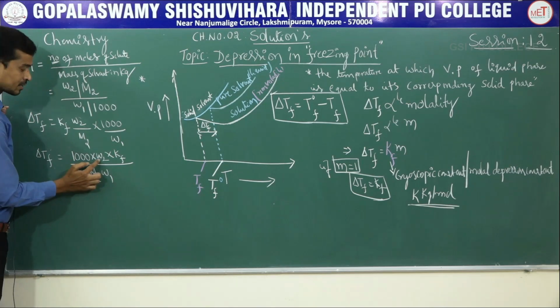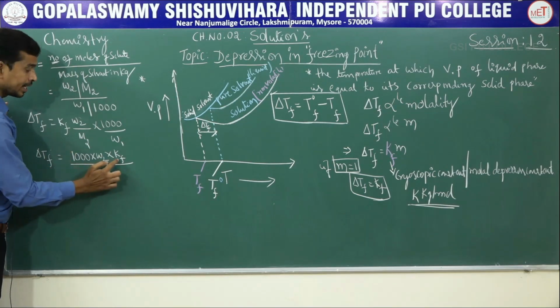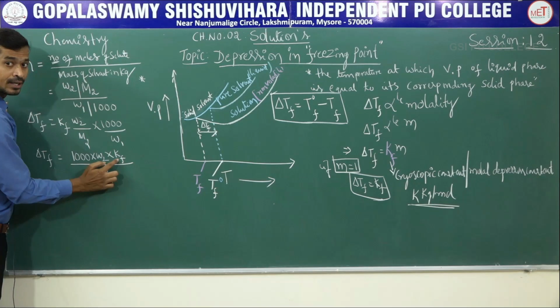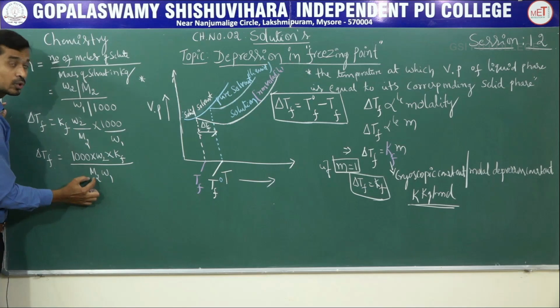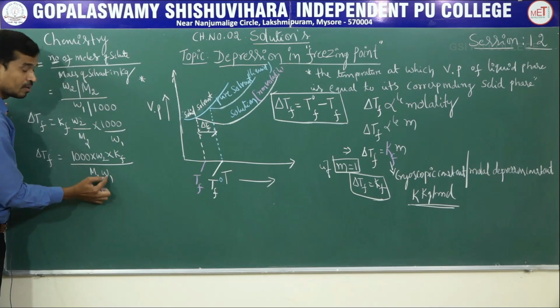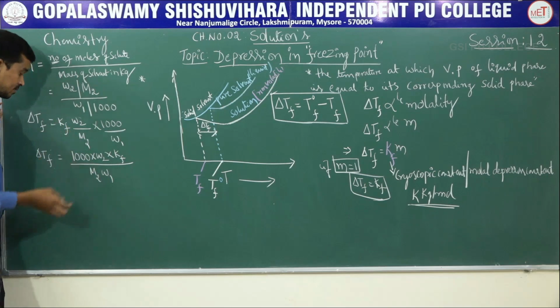W2 indicates what? Mass of non-volatile solute. Kf is given for a given solvent. It is different for different solvents. It depends on the solvent. Kf indicates what? Cryoscopic constant. M2 indicates what? Molar mass of non-volatile solute. W1 indicates what? Mass of solvent.